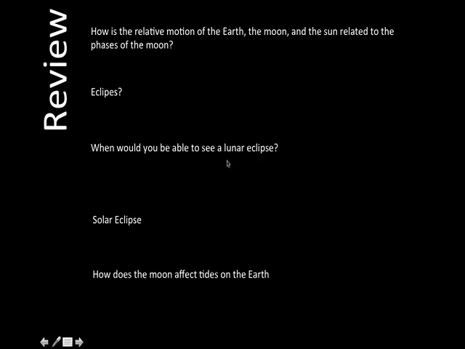Okay? Okay, how does the moon affect tides on the Earth? The moon affects tides on the Earth by its gravitational pull. Here's the moon. Here's the Earth. We have this gravitational pull, and gravity pulls the water on the Earth out this direction, kind of gives it a bulge. And then on the opposite side, gravity pulls the land in a little bit, and we get another bulge out on the other side. So we have two tides a day.